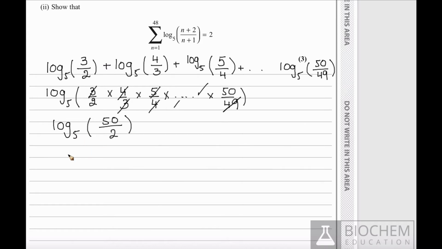This simplifies further to log to the base 5 of 25, since 50 over 2 is 25. And 25 can be written as 5 squared, so log to the base 5 of 5 squared. The 2 can go in front, so this is written as 2 times log to the base 5 of 5. And log to the base 5 of 5 is 1. Hence 2 times 1, 2, is your final answer, which is what we wanted to prove for this equation.